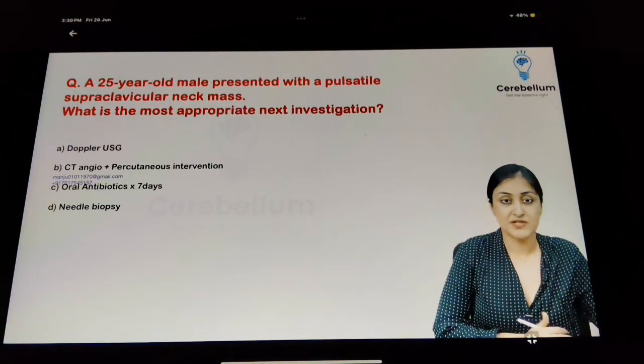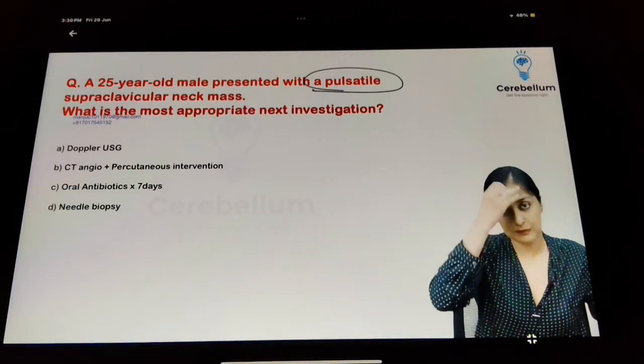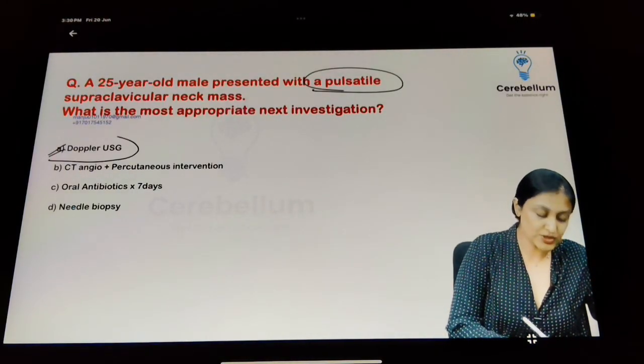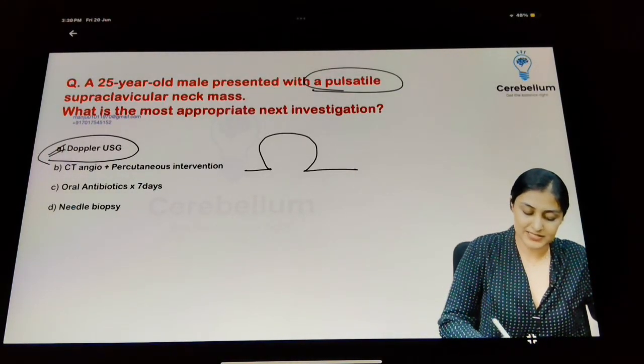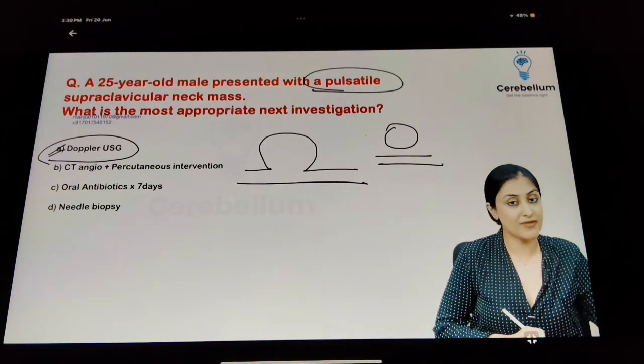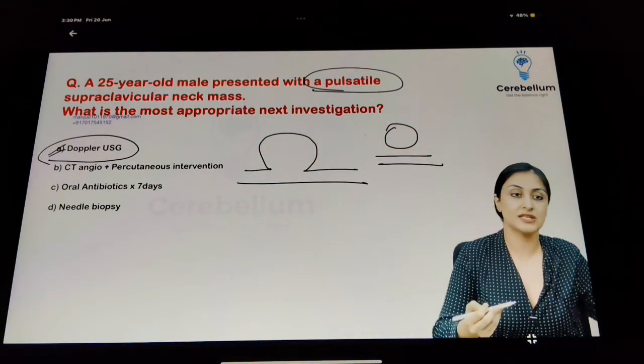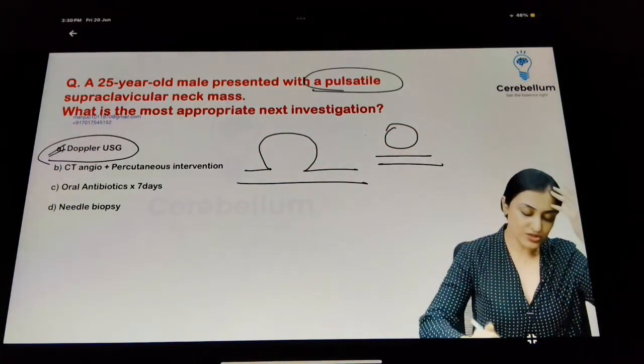25-year-old male patient presented with a pulsatile supraclavicular neck mass. What is the most appropriate next investigation? Anytime you have a pulsatile mass, the next thing you will always do is a Doppler ultrasound. Because what does a pulsatile mass represent? Either it's an aneurysm, or maybe you have a lesion which is sitting on top of a vessel. Either way, I want to do a Doppler ultrasound to figure out if it's vascular or not. So the first thing is always any pulsatile lesion, do a Doppler. Don't stick a needle into it.